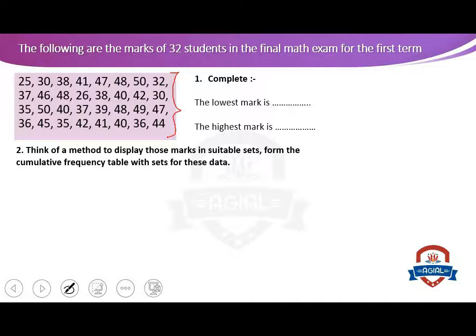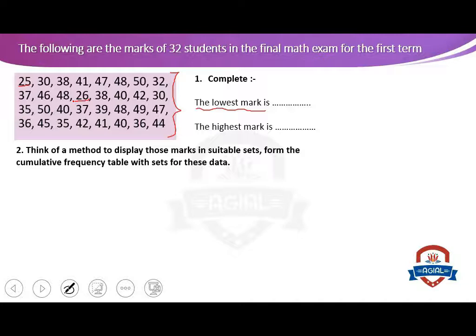What is the lowest mark? We need to find the lowest mark from these data. We have to check each row. If we look at the first row, the lowest mark is 25, and in the second row we have 26 as the lowest mark, but 26 is more than 25, so 25 is the smallest.